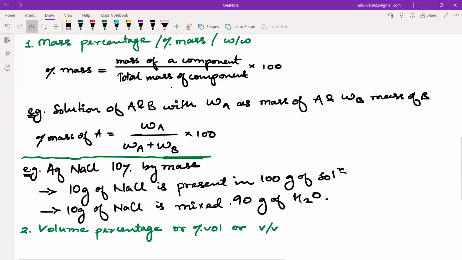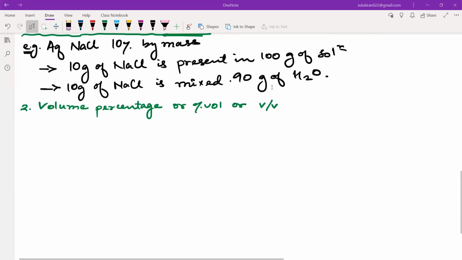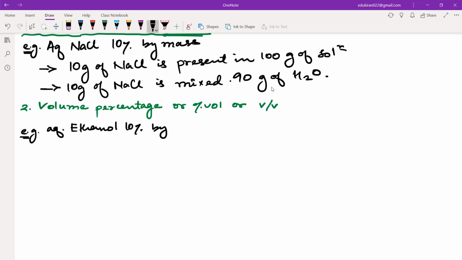Now let us look at the example here. You'll be given aqueous ethanol, 10% by volume. Okay, or you can be given something like this, 10% ethanol, and in bracket you will be given V by V. Okay, so all of these things mean volume percentage.